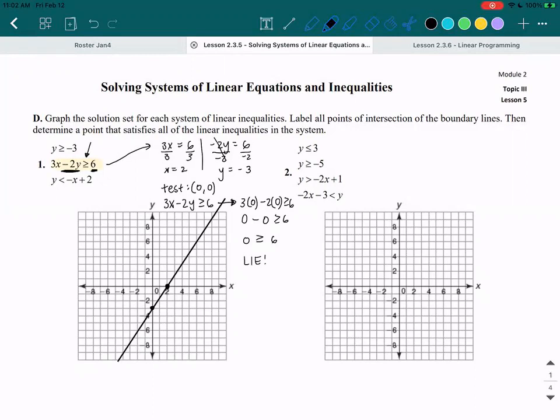So since 0, 0 is a lie point, we don't want to shade this section where 0, 0 is in. The section that 0, 0 is in is wrong. So we must shade the bottom part. Shade the side that 0, 0 is not a part of. So I'm just going to shade that in.